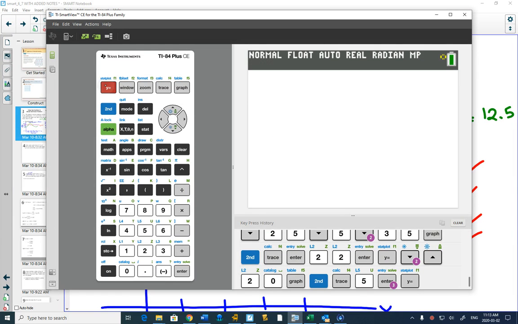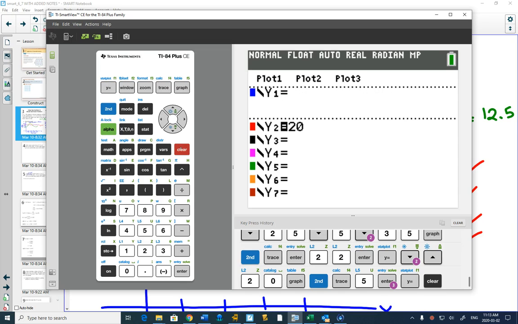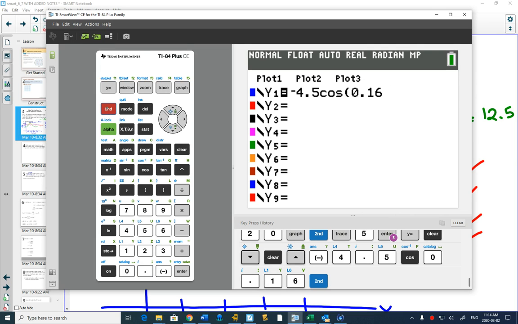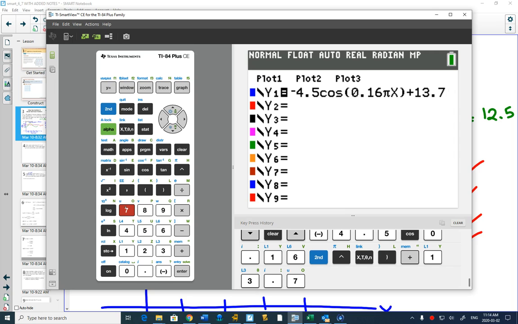So I'm going to go to my calculator, go to y equals, clear anything else that I have, and I'm going to write negative 4.5. Was it a cos graph? 0.16 pi. And then put x in for t, and then plus 13.7. So I've entered the equation into my calculator.